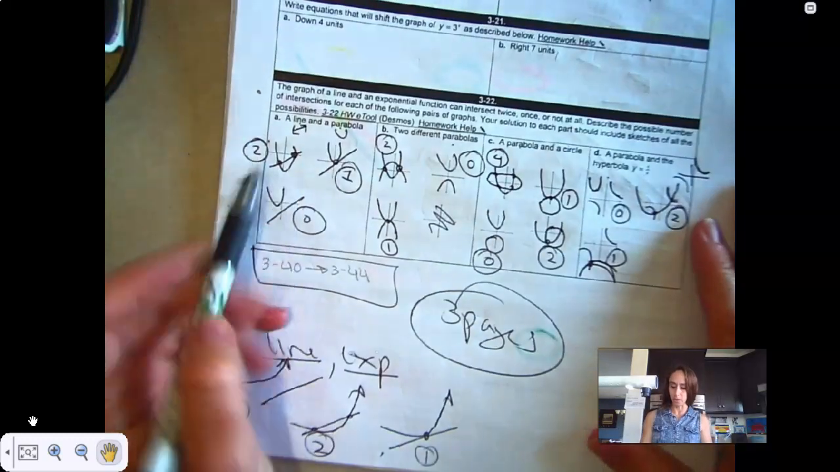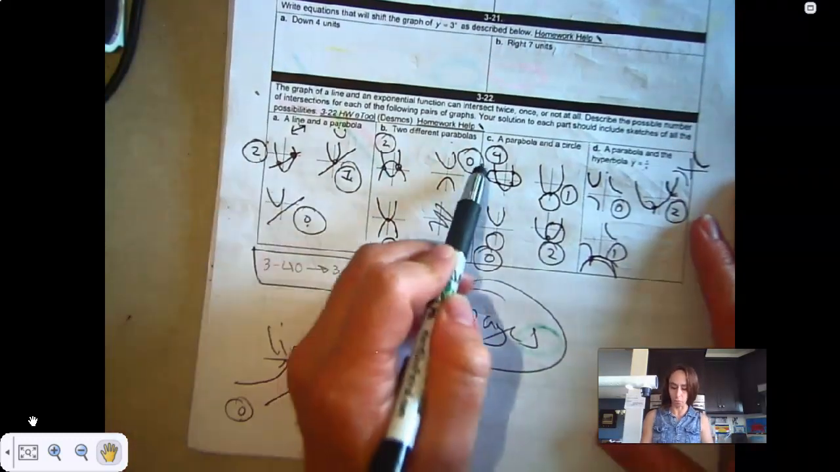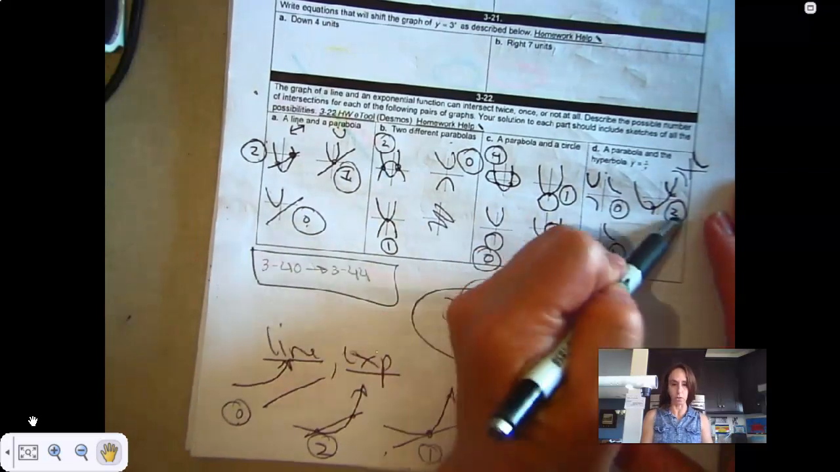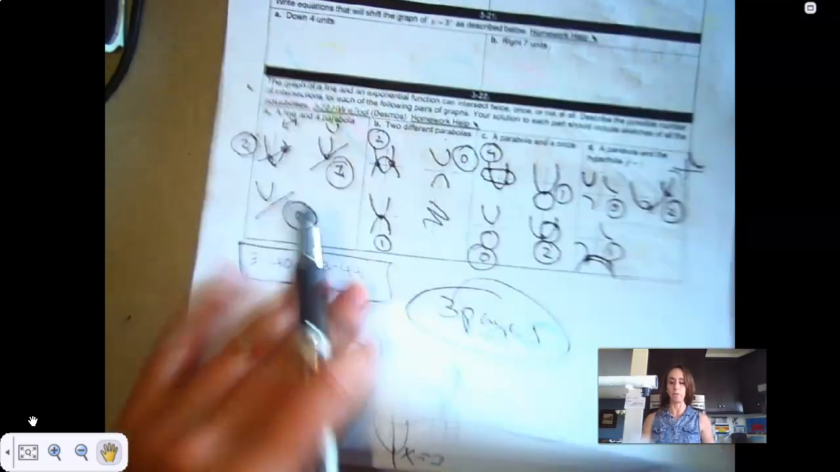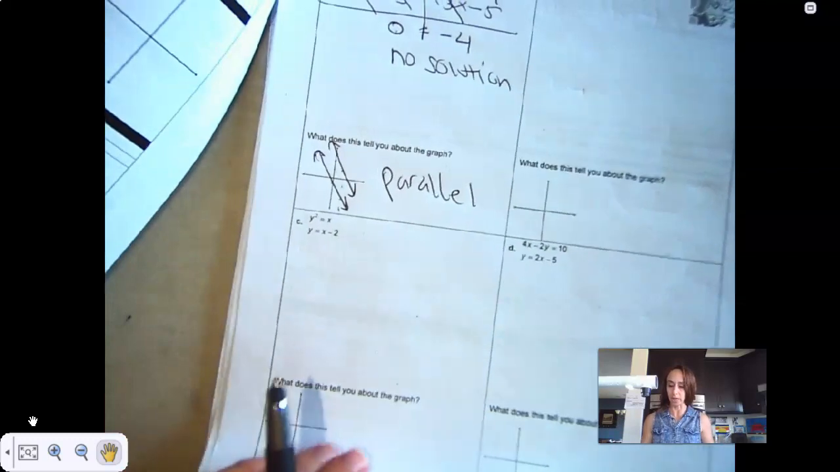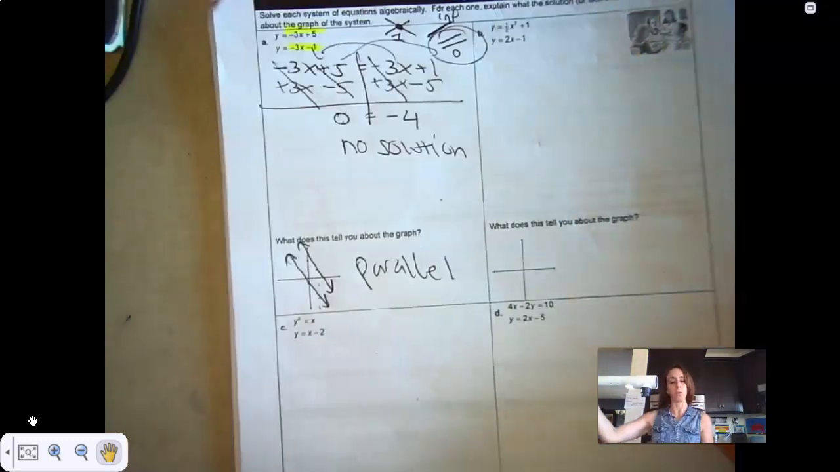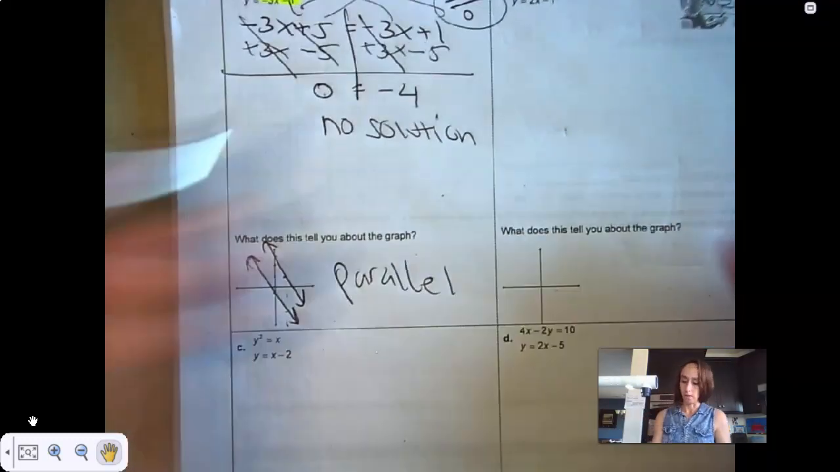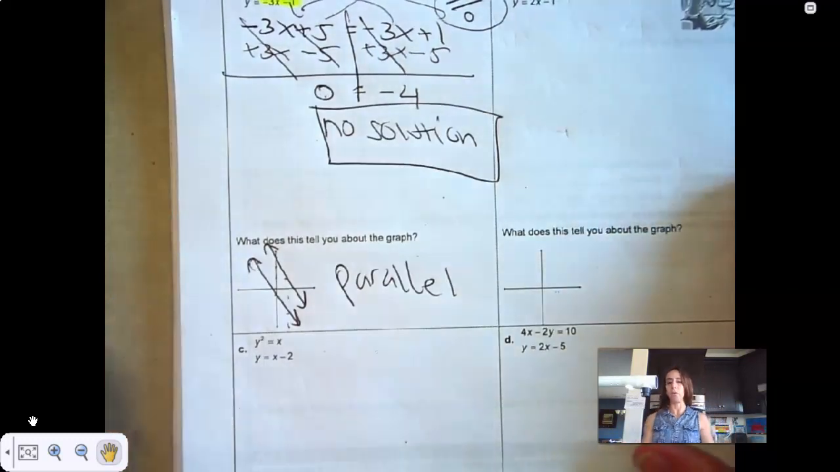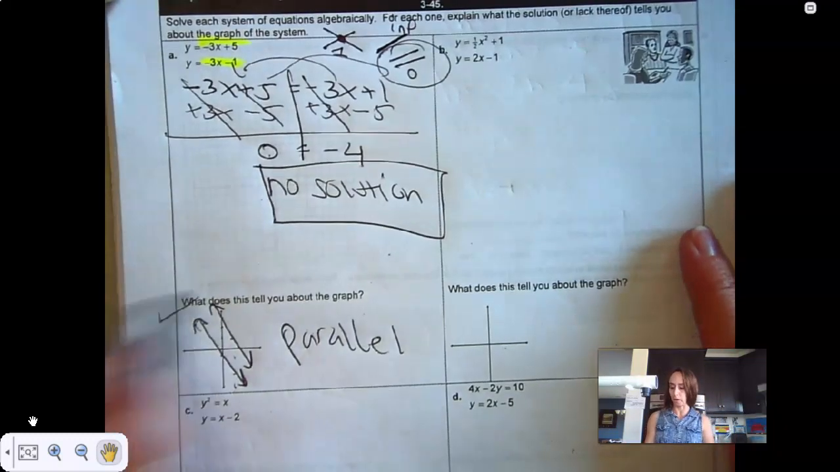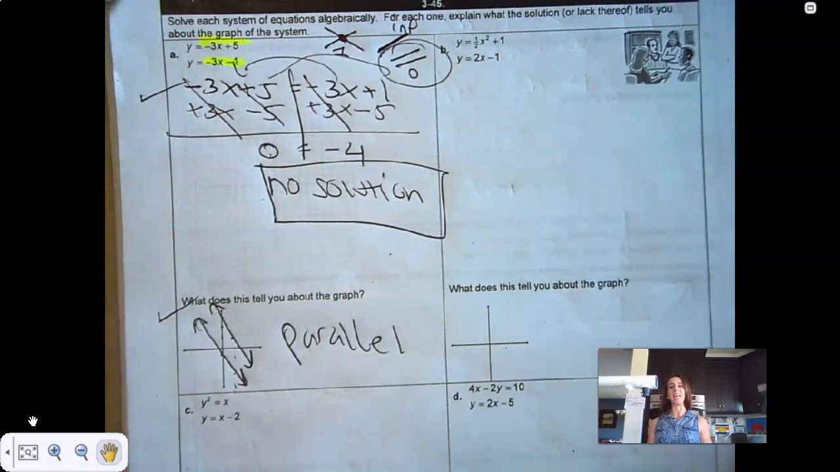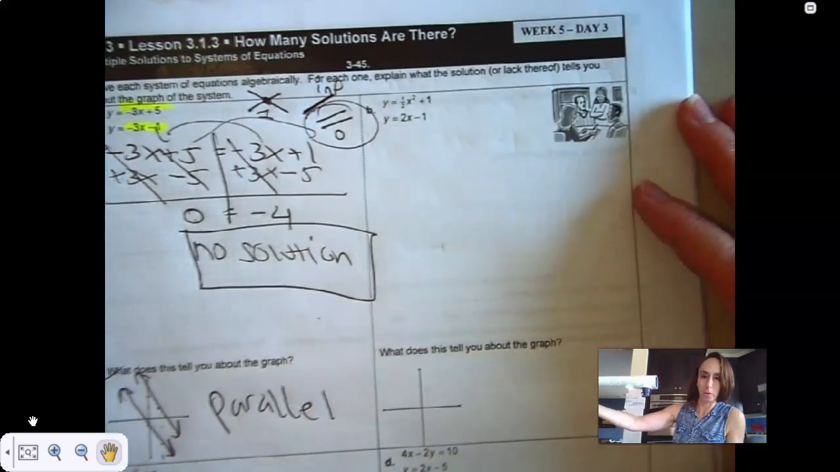We said how many solutions? How many times do they touch? How many times do they intersect? How many times do they cross? Okay? Here, they don't cross at all, so there is no answer that would work. This is me showing it graphically, and this is me showing it algebraically. Okay? Let's do the next one algebraically.